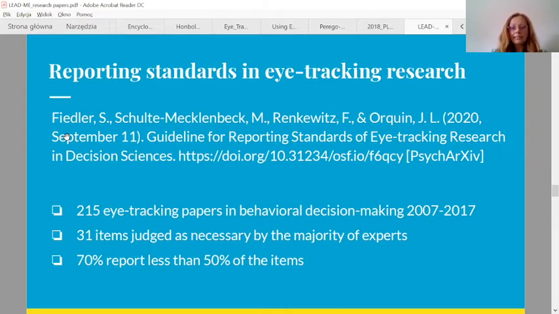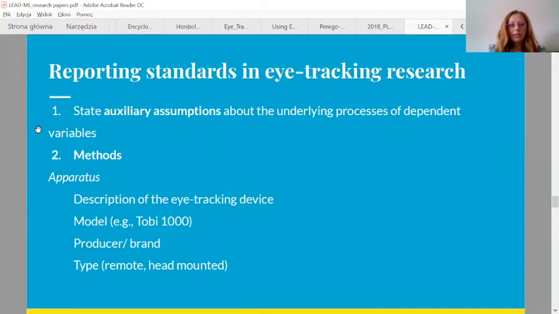And there were 31 items, but they saw that from these 215 eye tracking papers, no one reported all of them, and 70% reported less than 50% of these items. So you can see that we need standardization, and we need some specific guidelines on what to do. And they give these guidelines step by step. Probably the most important thing that we already saw in these abstracts is to state auxiliary assumptions about the underlying processes of dependent variables.